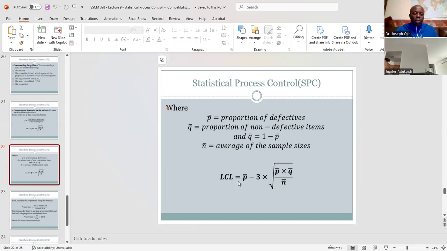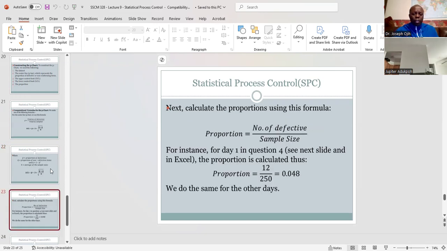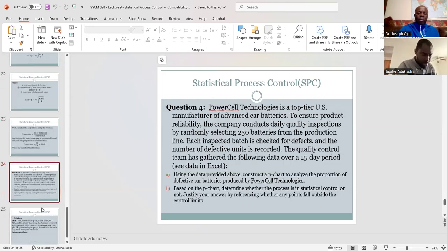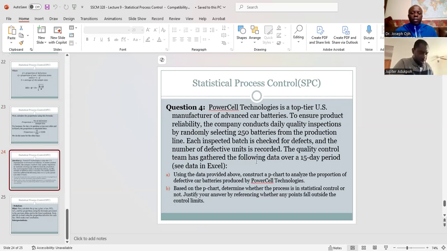Now the lower control limit is calculated using p bar minus 3 times the square root of p bar times q bar over n bar. Then for the proportion itself, per sample, you can just take the number of defectives divided by the sample size. Having said all this, we can now look at this example here. It says PowerCell Technologies.